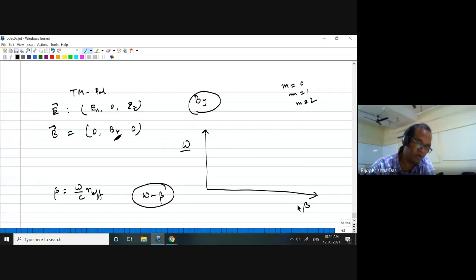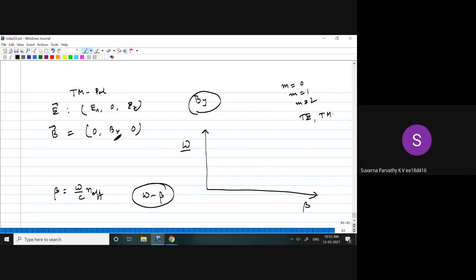I'll continue from here. So for this dispersion, you just plot that omega beta for m equal to 0, m equal to 1, m equal to 2. You use just a MATLAB program, and both for TE and TM polarization, you try to plot. This is another assignment. Subarna or Ramana, you can give another assignment just for the MATLAB program.